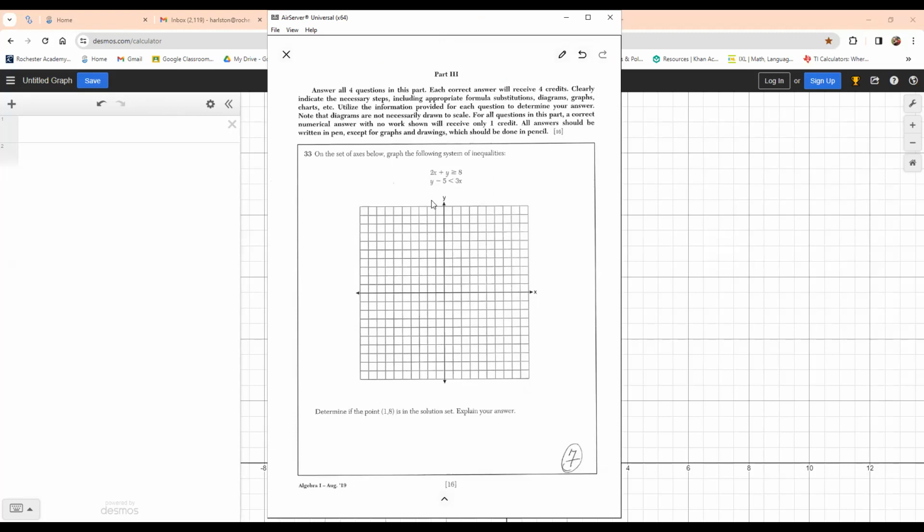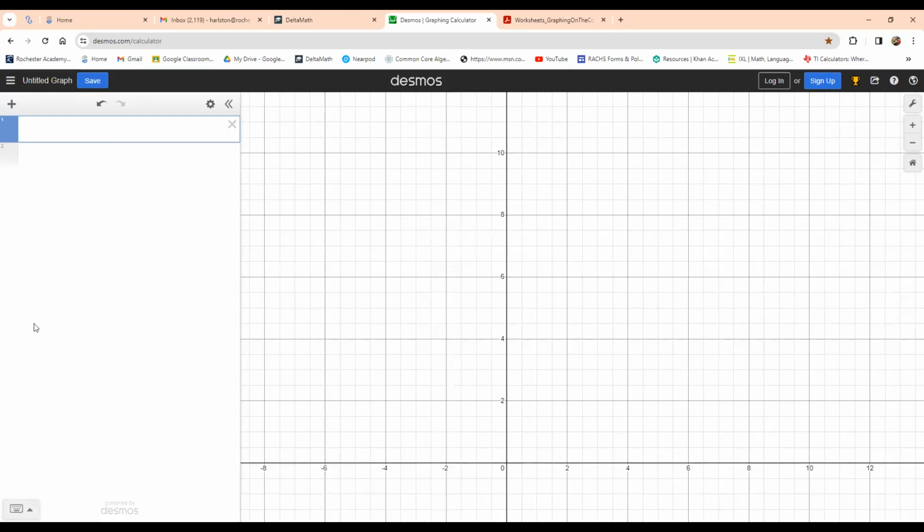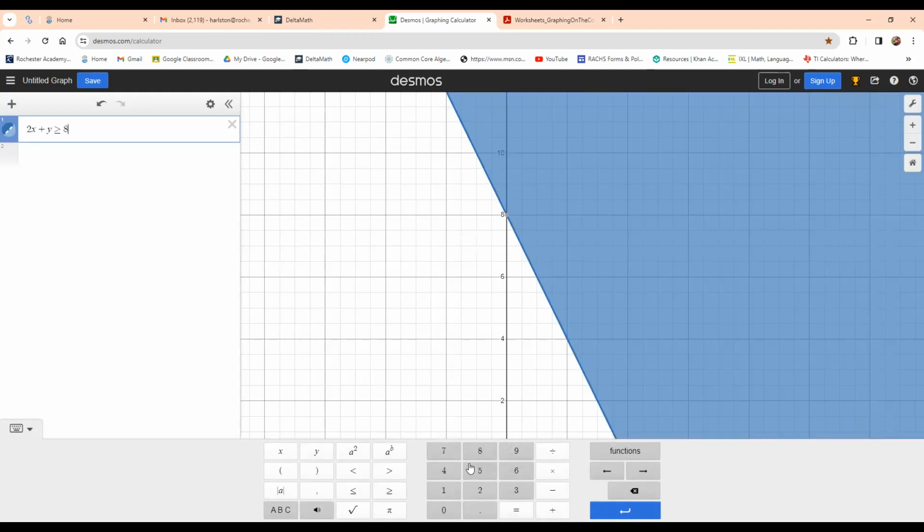Very first thing I'm going to do is graph 2x plus y is greater than or equal to 8. So I'm going to come over here to my calculator, and I'm going to key that in: 2x plus y is greater than or equal to 8. And when I graph that, that's what it should look like.